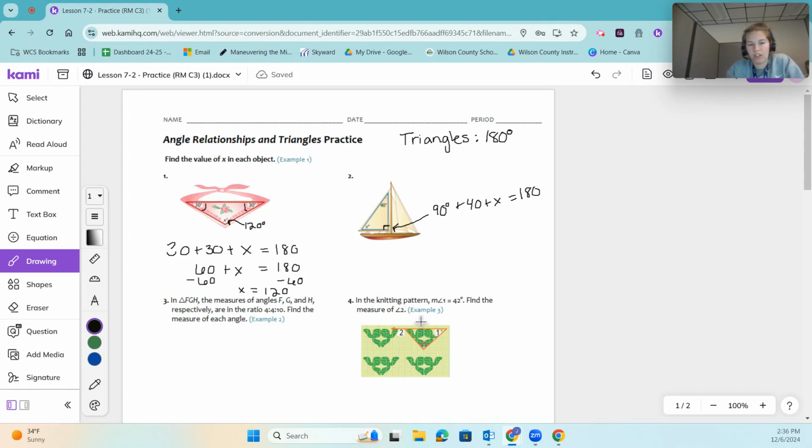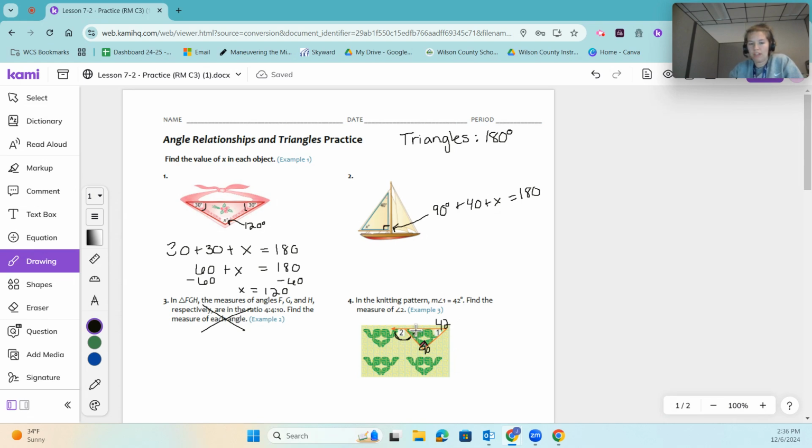Then we're going to come down and look at number 4. The measure of angle 1 is 42 degrees. Find the measure of angle 2. So angle 2 is this exterior angle here outside of the triangle. And they've given us this little right angle notation down here. So we have 90 degrees, we have 42 degrees.